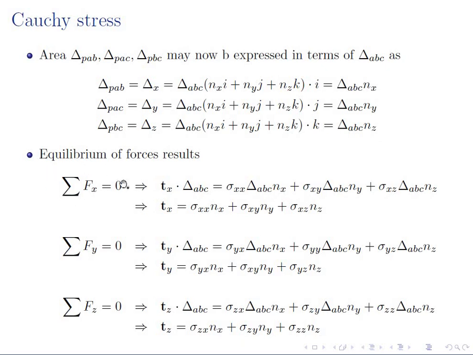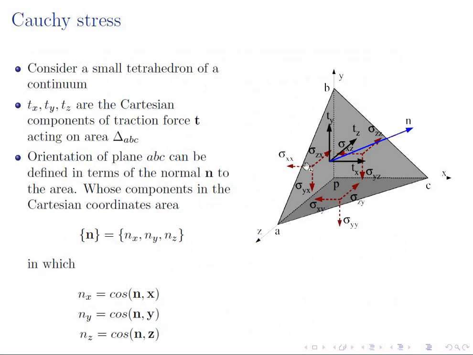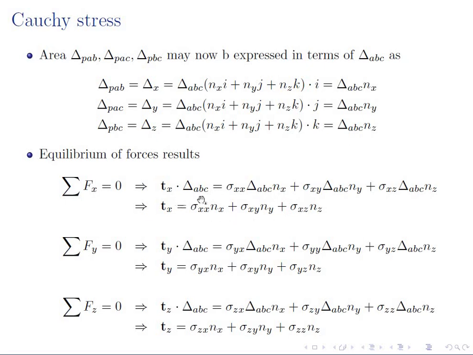Then apply the equilibrium condition. Let's say we apply the equilibrium of the forces in the x direction. So we have that the force sigma xx multiplied by its corresponding area delta x, similarly the force sigma xy multiplied by its corresponding area, and the force sigma xz multiplied by the corresponding area, must be balanced by the traction force Tx, which is acting over this delta ABC area. So this is what is written over here, the equilibrium condition. I can cancel out delta ABC from this equation, and I'll get this final form of the equation.